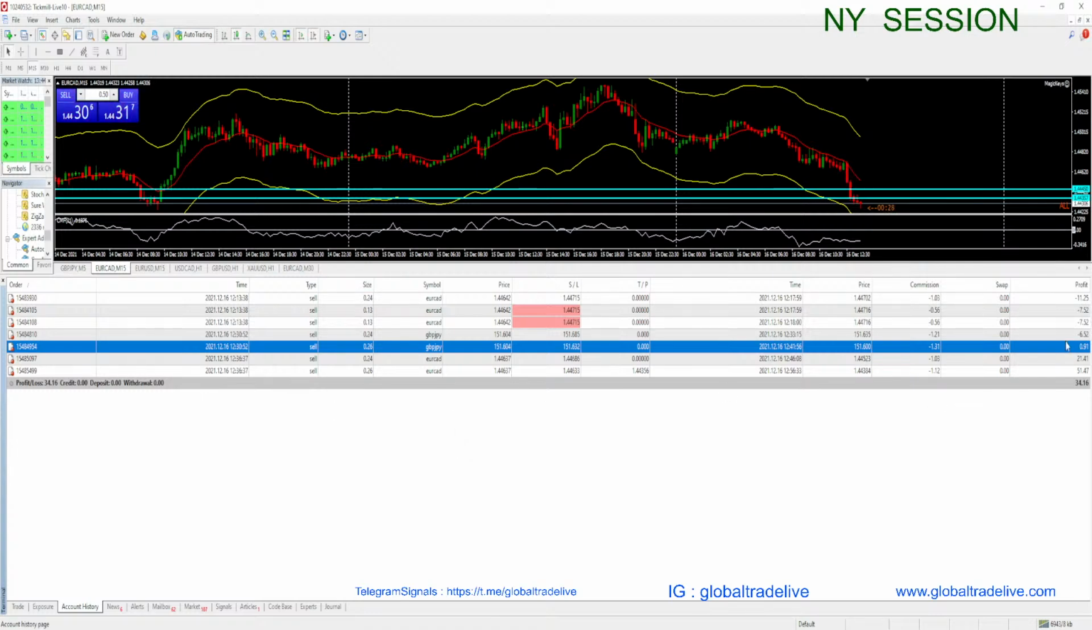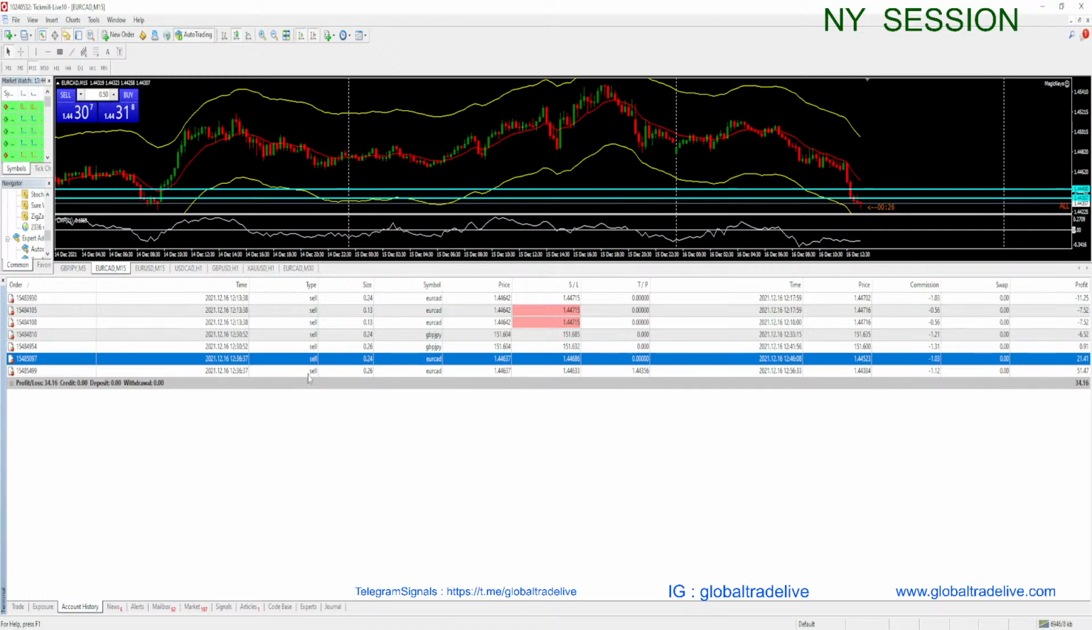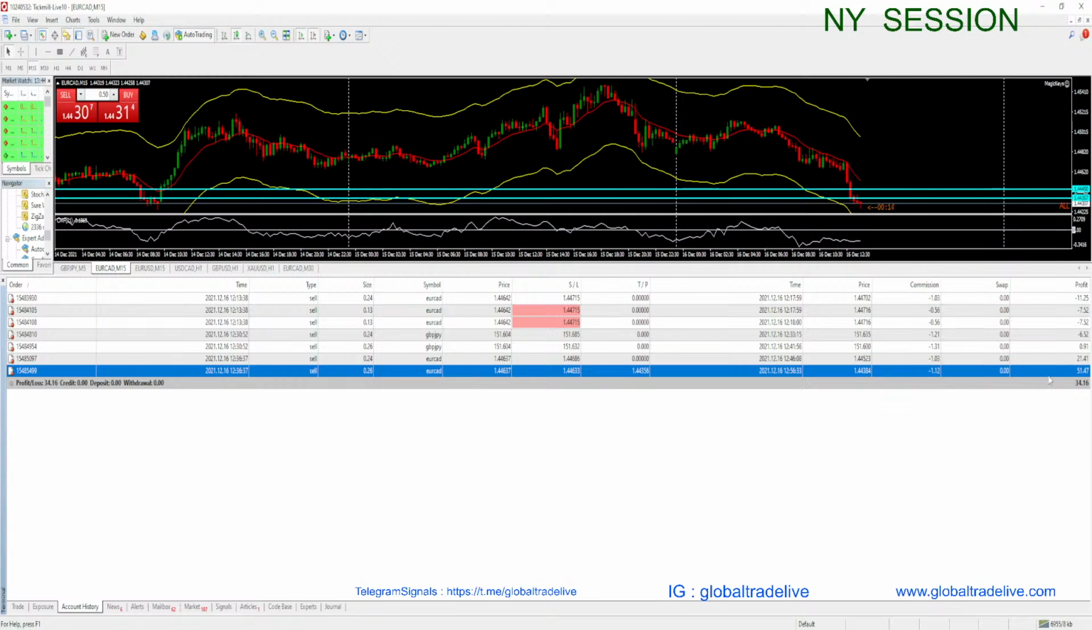So I closed everything at break even, and then finally I took this third sell trade in EuroCAD, and I closed the first half over here at 50% at 11 pips, and then I closed the second one at 24 pips. So look, two trades I lost, one trade I won, but still I'm in profit.